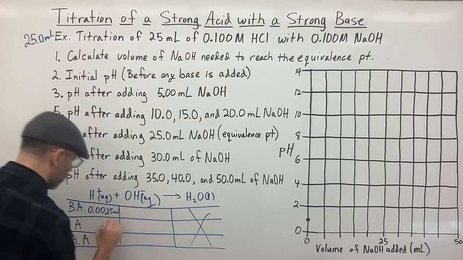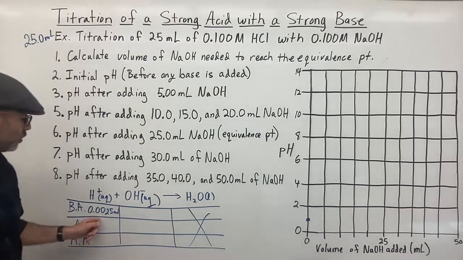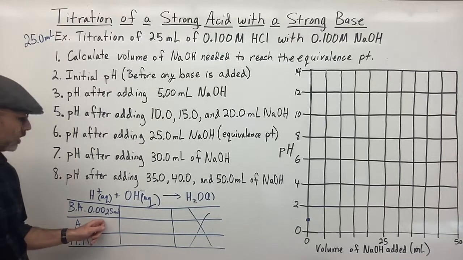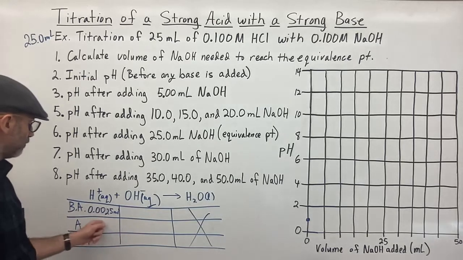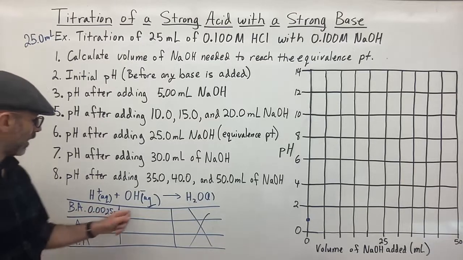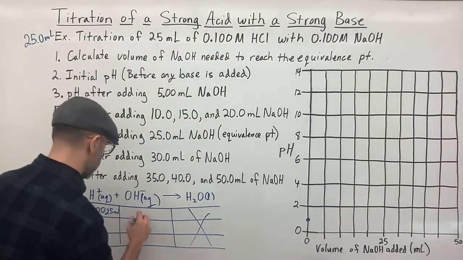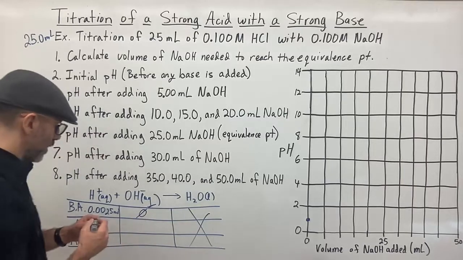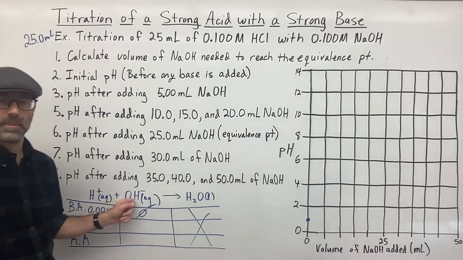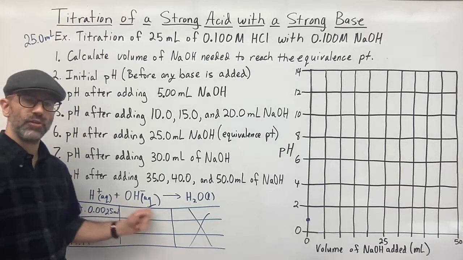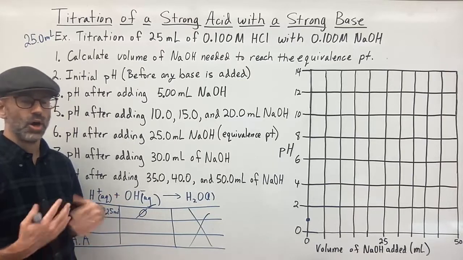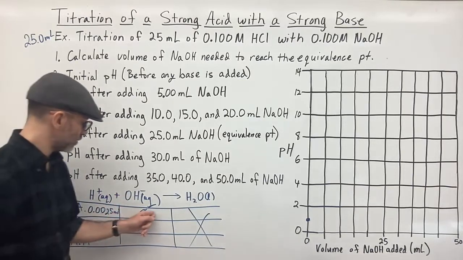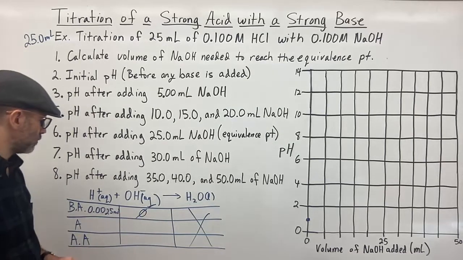0.0025 moles. So that's the number of moles of the acid that we have, H plus. So this is the moles of H plus that we have. And what we start with, we start with 0 OH minus. Although there is some OH minus, because we've got to consider the auto ionization of water, we're effectively at 0 for OH minus.